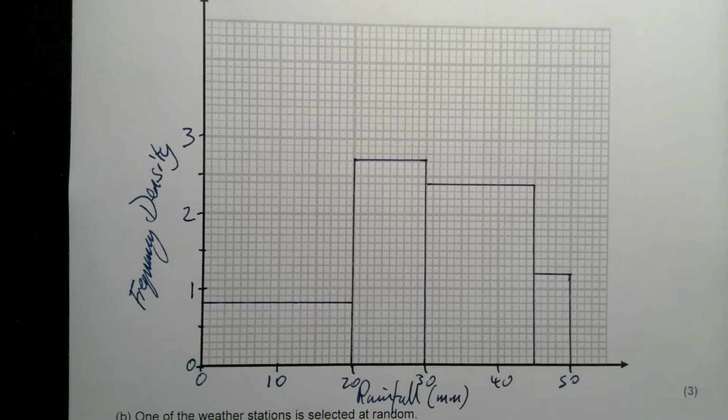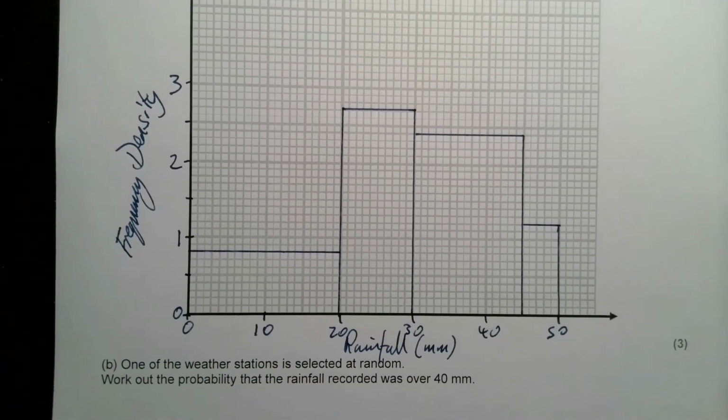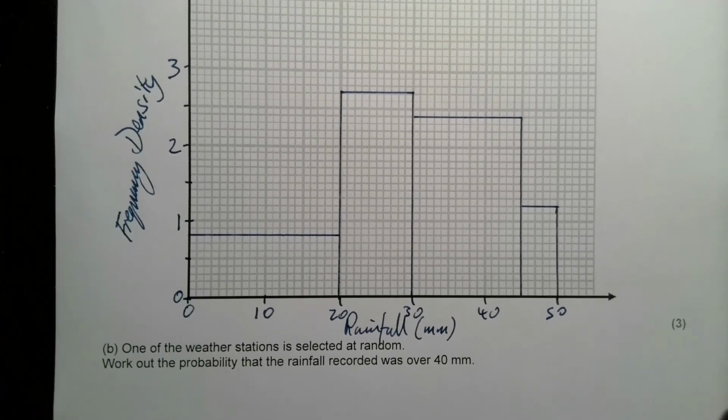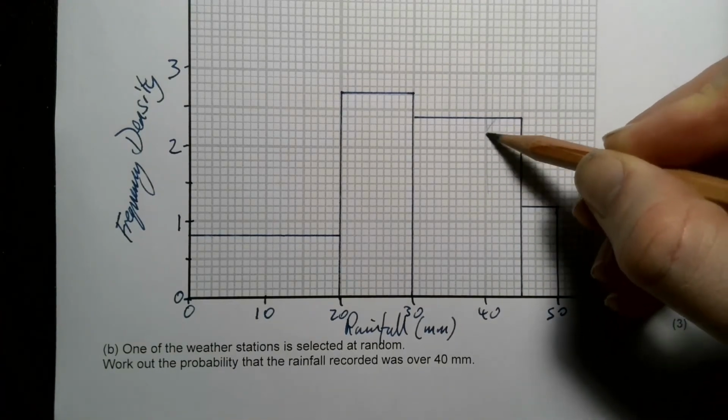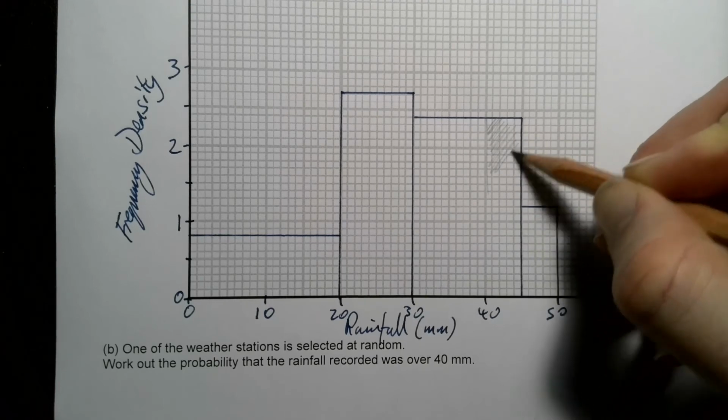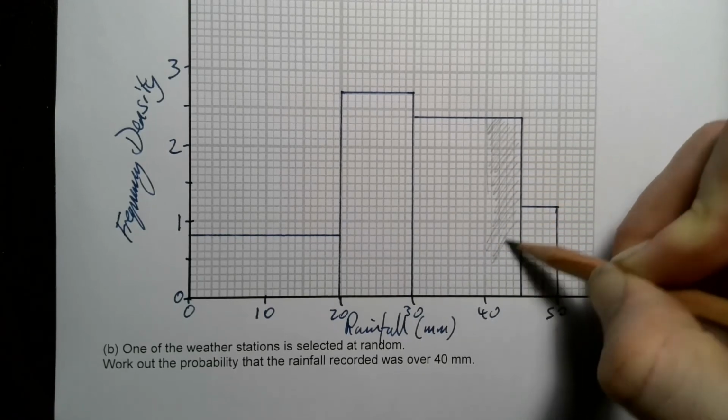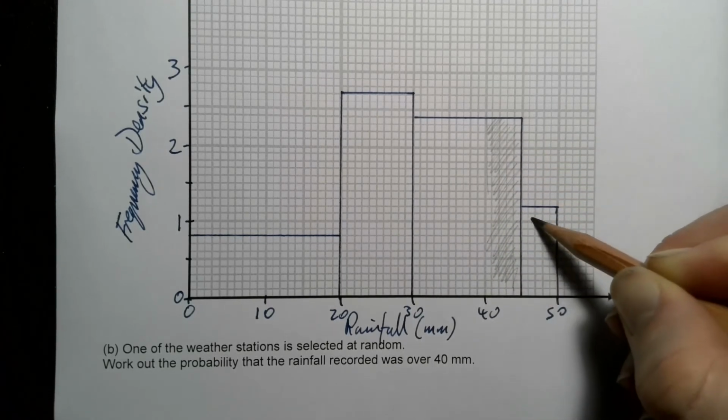And then we've got one little question on the bottom. One of the weather stations is selected at random. Work out the probability that the rainfall recorded was over 40 millimeters. Now 40 millimeters means all we're interested in is everything from there and that bar.